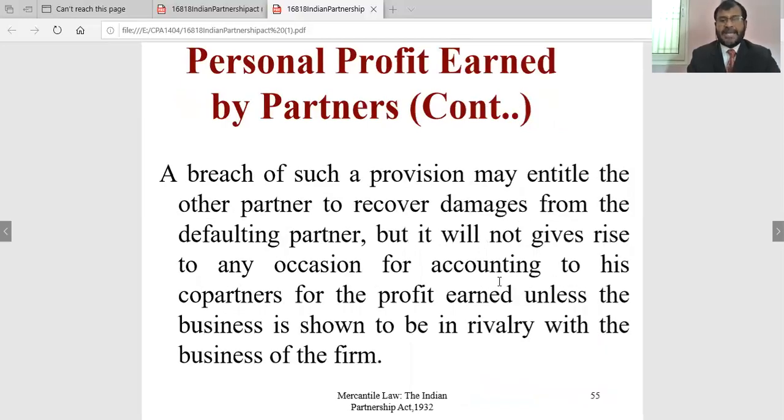A breach of such provision may entitle the other partner to recover damages from the defaulting partner, but it will not give rise to any occasion for accounting to his co-partners for the profit earned unless the business is shown to be in rivalry with the firm's business. Competing business only. Suppose I am running a hotel in a partnership business called, for example, Dinesh Hotel. Opposite to that, I am keeping one hotel in the same name. I am sitting there and telling that both are the same. I am the partner there also. So in fact it will be better here and prices are less also. These are rivalry businesses.